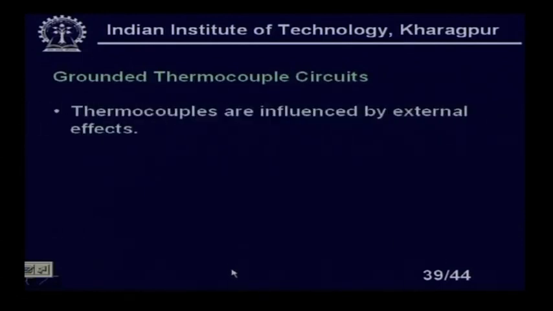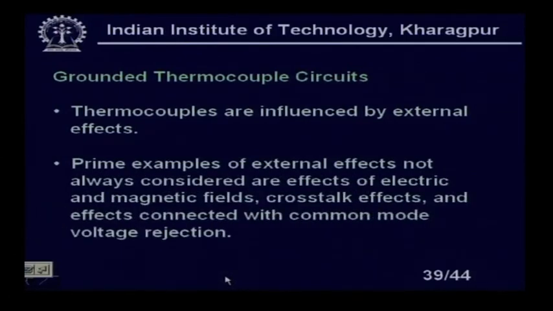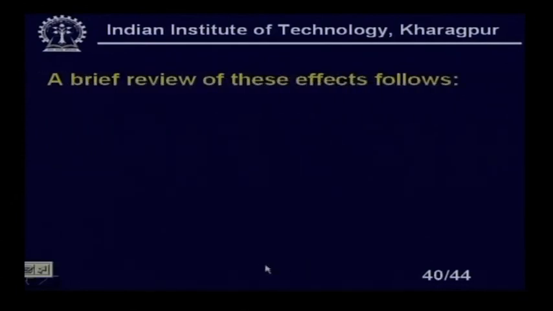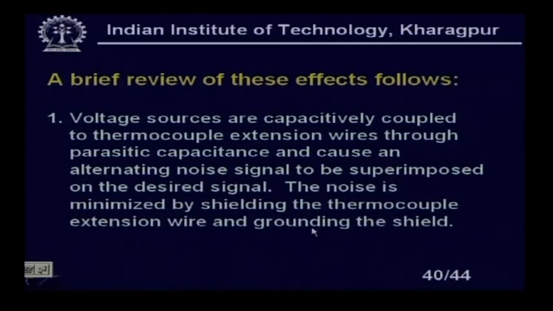Now, grounded thermocouple. You see, thermocouples are influenced by external effects. Prime examples of external effects not always considered are the effects of electric and magnetic fields, crosstalk effects, and effects connected with common mode voltage rejection. Now, a brief review follows: voltage sources are capacitively coupled. This all actually occurs when you are measuring dynamic temperature. Usually for steady state temperature measurement, this is not very important, but in some cases you may have two thermocouple wires going side by side. So, what is the influence on dynamic measurements of temperature, that is to be studied.